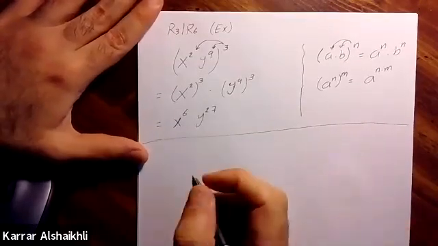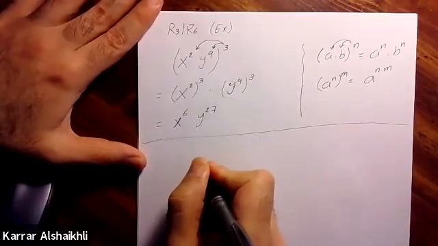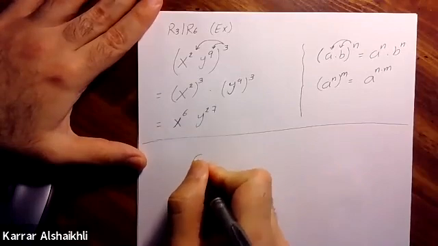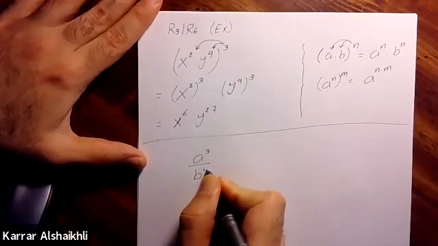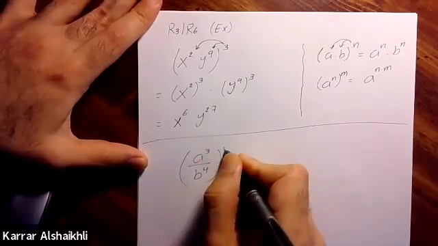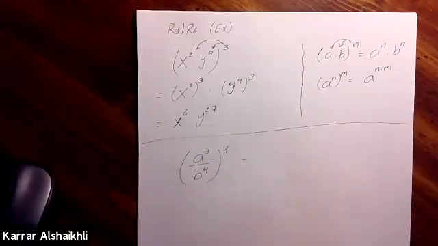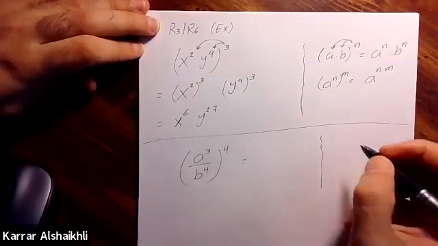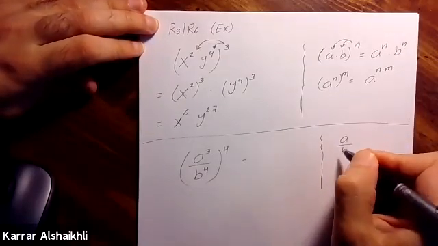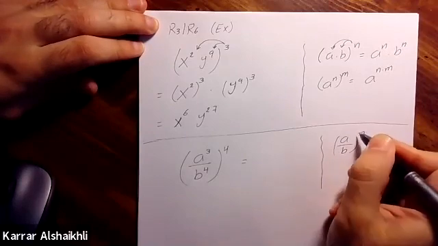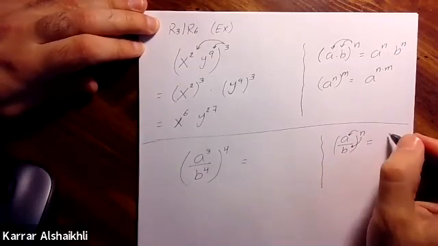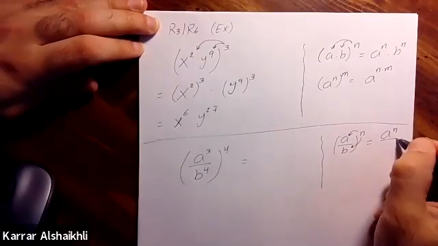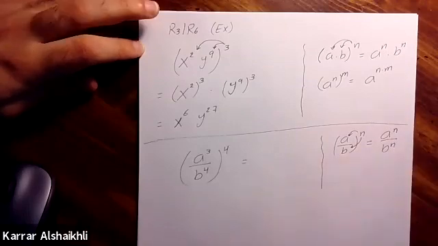This is the final result for this question. If we have this example, a cube over b to the power 4 and everything to the power 4. How are we going to solve this one? There is a rule that says a over b to the exponent n, you're going to distribute the exponents on the top and on the bottom. So it's going to be a to the exponent n over b to the exponent n.